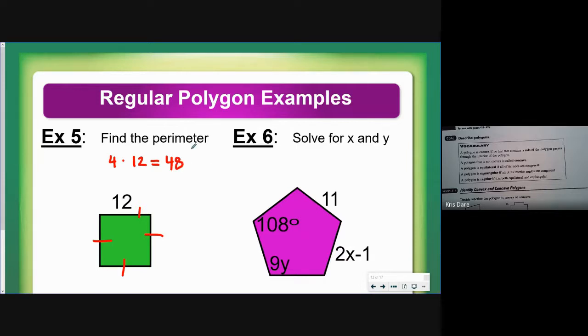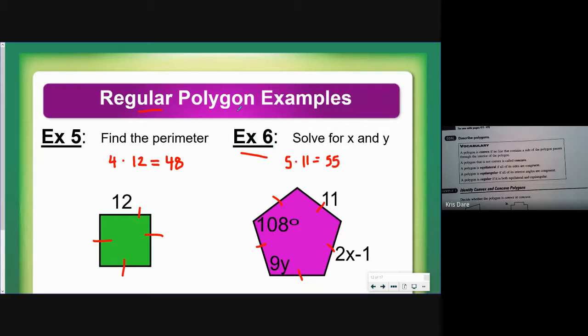If they ask me for the perimeter on example 6, each side is 11. And again, this is regular, which means it's also equilateral. So what would I take that 11 times if it asked me for the perimeter? On this one, I took the side times 4 because it had 4 sides. This one, I'm going to take a side times 5 because it has 5 sides. So it's super easy, guys. You just take whatever the side is times how many sides it has.